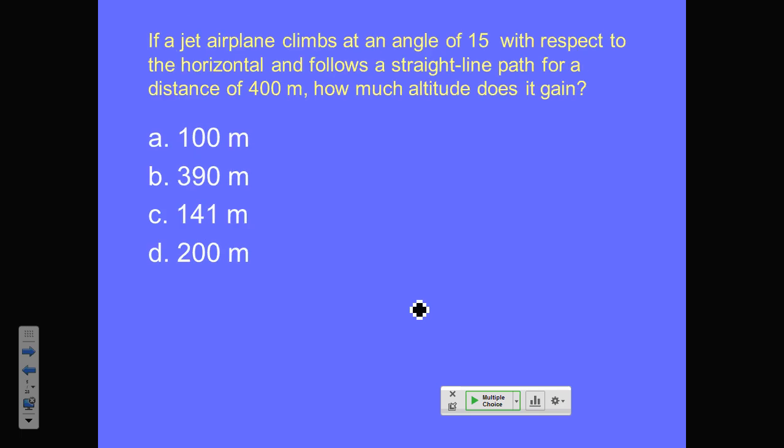All right, if a jet airplane climbs at an angle of 15 degrees with respect to the horizontal and follows a straight line path for a distance of 400 meters, how much altitude does it gain? The words might not make sense here. Let me draw a picture. That means that the airplane starts here and ends here, and it travels 400 meters. That's what it means by a straight line path. It travels 400 meters at an angle. Now I know the altitude that it gains.